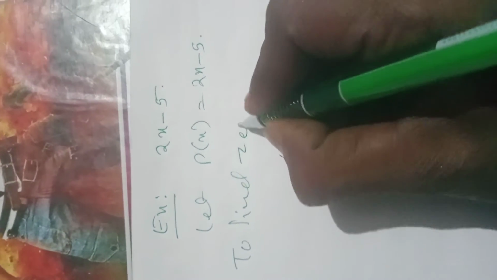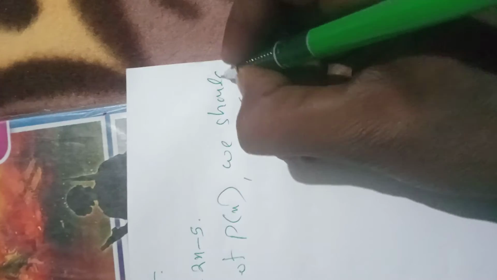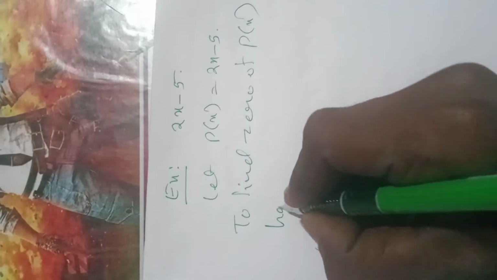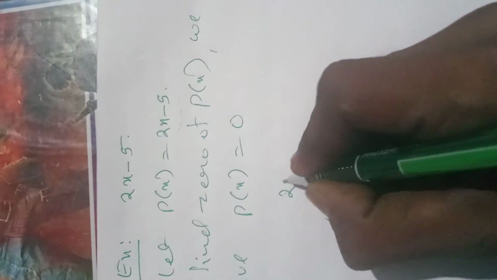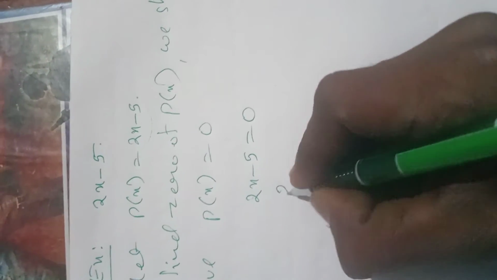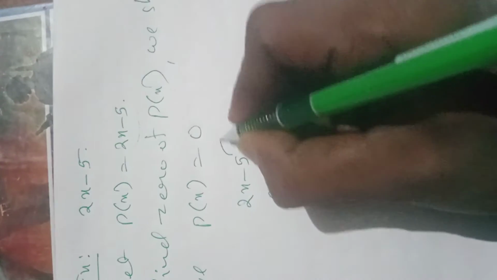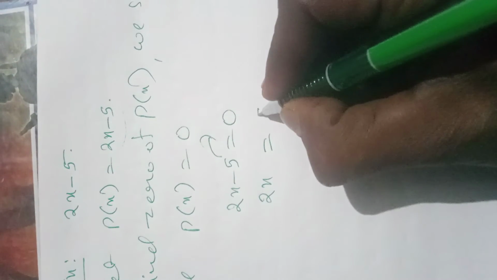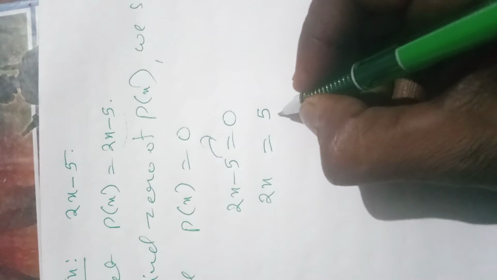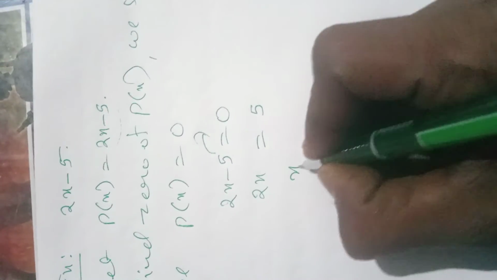To find the 0 of p of x, we should have p of x equal 0. So that means I'm equating that 2x minus 5 to 0 here, such that I'm going to find the value of x. For that, I want to keep all the numbers on the right hand side. This minus will become plus if it goes to the right hand side. Then x will become 5 by 2.